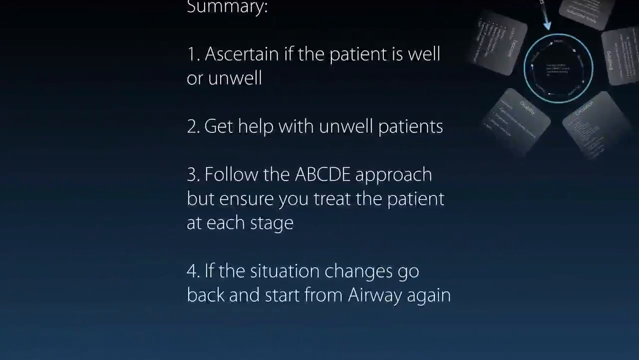So in summary, the first thing to do is to ascertain whether the patient is well or unwell, and therefore whether you need to be using the primary survey or whether you should just be taking a history and examining the patient in the normal manner. The next thing is to make sure you get help with these patients who are unwell. If you're having to do the A, B, C, D, E approach and you're having to correct any of these things, you probably should be getting assistance of other staff to help you with the patient.